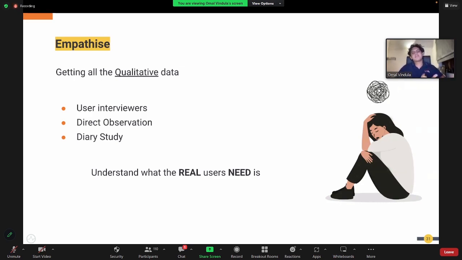If it's your friend or someone from your family, then of course it's easier to empathize because you know that person. So how do you empathize with a person you don't know? We are empathizing with people who are complete strangers to us by getting qualitative data. Qualitative data means you have to interview your users and observe your users, and ask them what they feel and what they want. That is the only way to empathize with your user base, because you don't know them. And then ultimately you have to understand what your users really need.